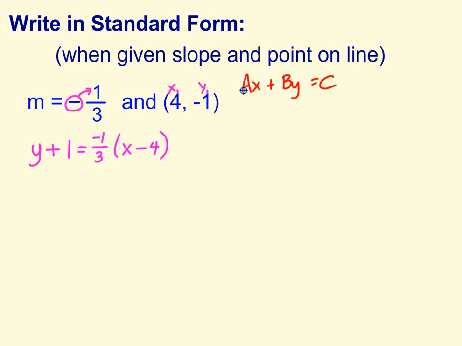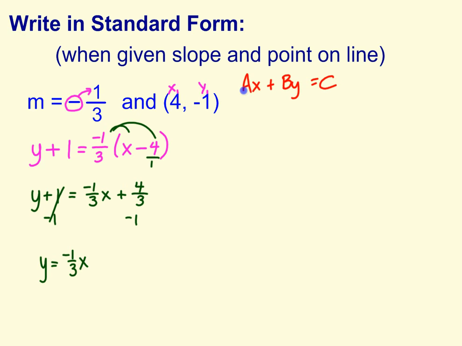First thing we do is we solve this for y. So we'll go ahead and distribute our slope. Y plus 1 equals negative 1/3 x. Negative 1/3 times a negative 4 is positive. You can think about that as 4/1. We get a positive 4/3. Alright, so we keep going and solving for y. We subtract 1 from both sides. So we have y equals negative 1/3 x.